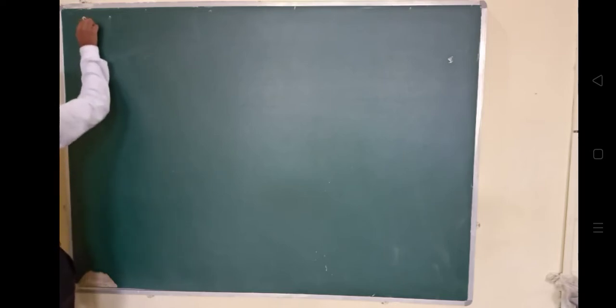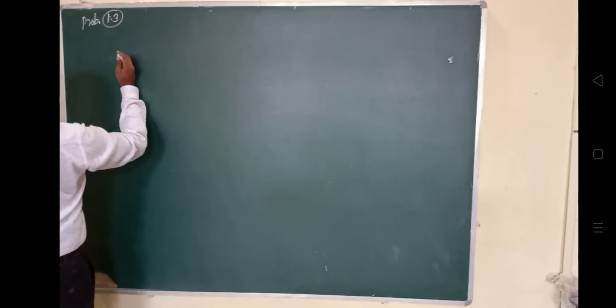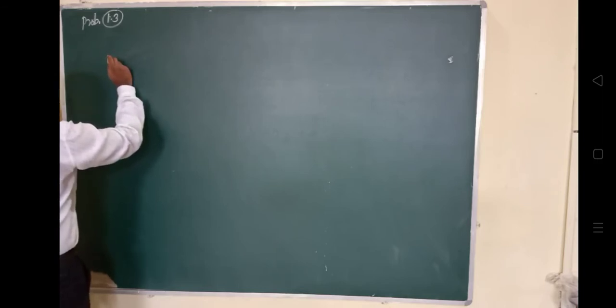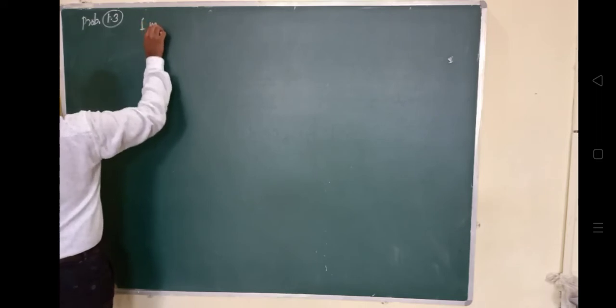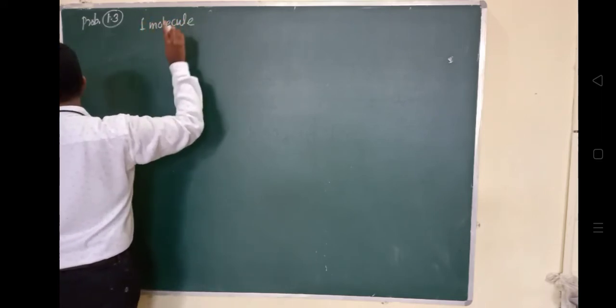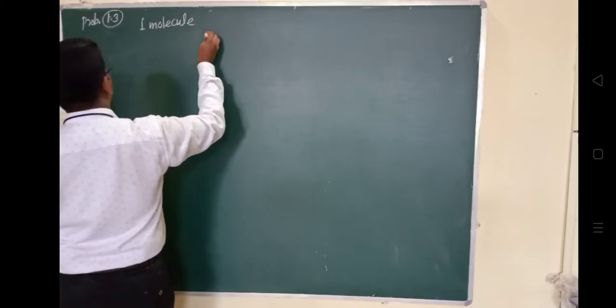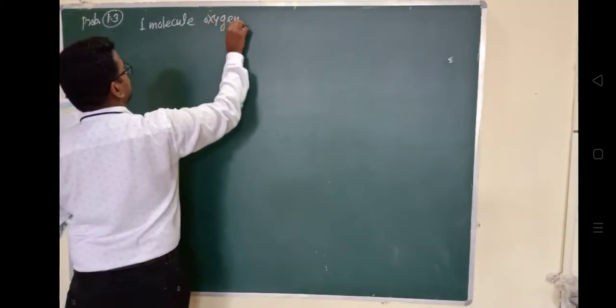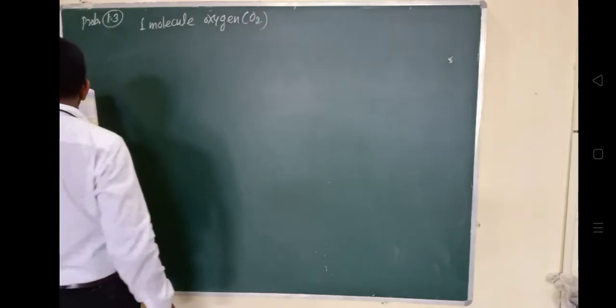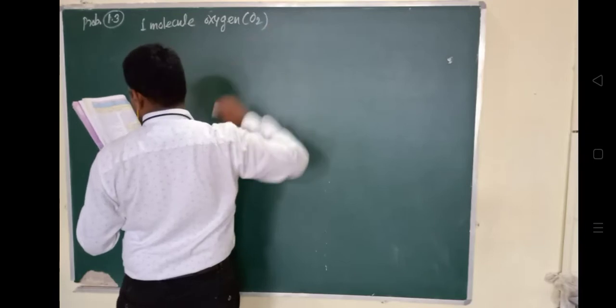Okay, so problem number 1.3. In problem number 1.3, they have given: find the mass of one molecule of oxygen, in amu. What we have to find out is the mass of one molecule of oxygen. They have given one molecule of oxygen, that is O2, and we have to find out its answer.